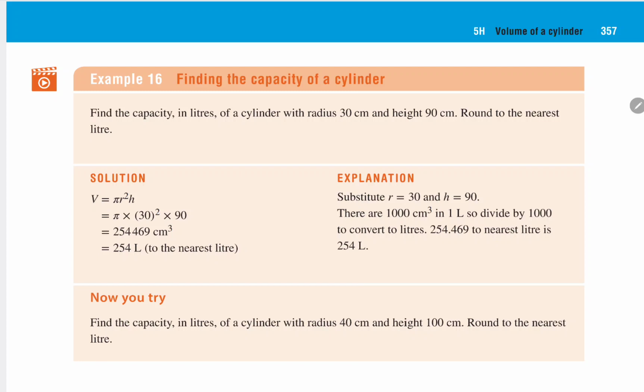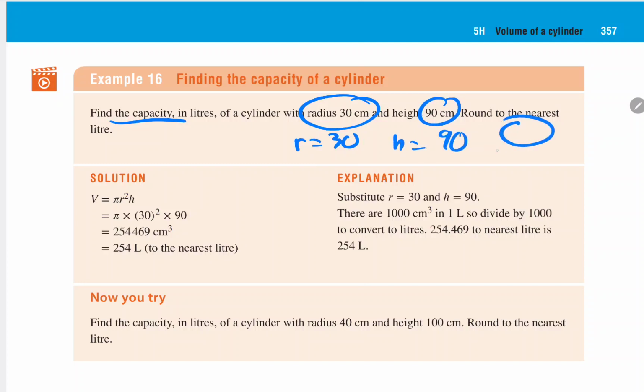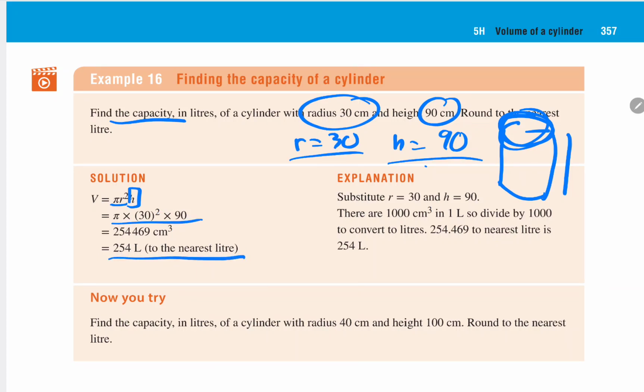And that's why when you're trying to find the capacity, in liters, of something with radius 30, so R equals 30, and height is 90, so H equals 90, right? Again, this is a cylinder, so that's the radius, and that's the height. It's the same thing: the area of the circle, which is pi r squared, times the height. You just plug the values into the formula, radius 30, height 90. They asked you for the answer to the nearest liter.